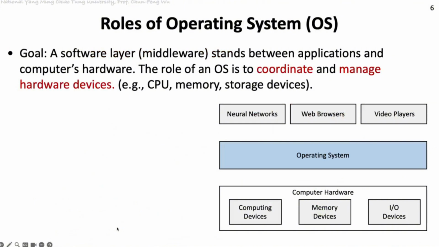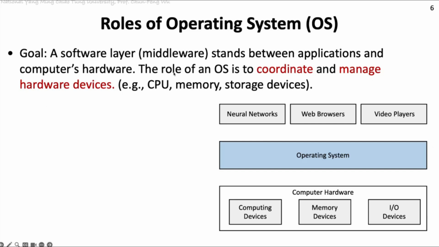Okay, so coming back to operating systems. Let me first briefly talk about the role of the operating system. What is the goal of an operating system? You can think of the operating system as a software layer. People usually call it middleware or some other term. It stands between applications and the computer's hardware. Its role is to coordinate and manage hardware devices, including the CPU, memory, and storage devices.